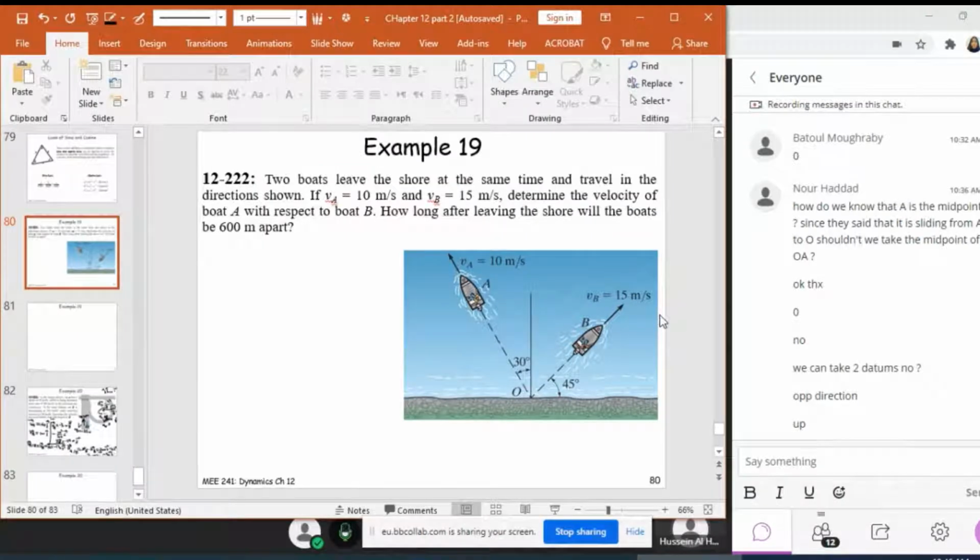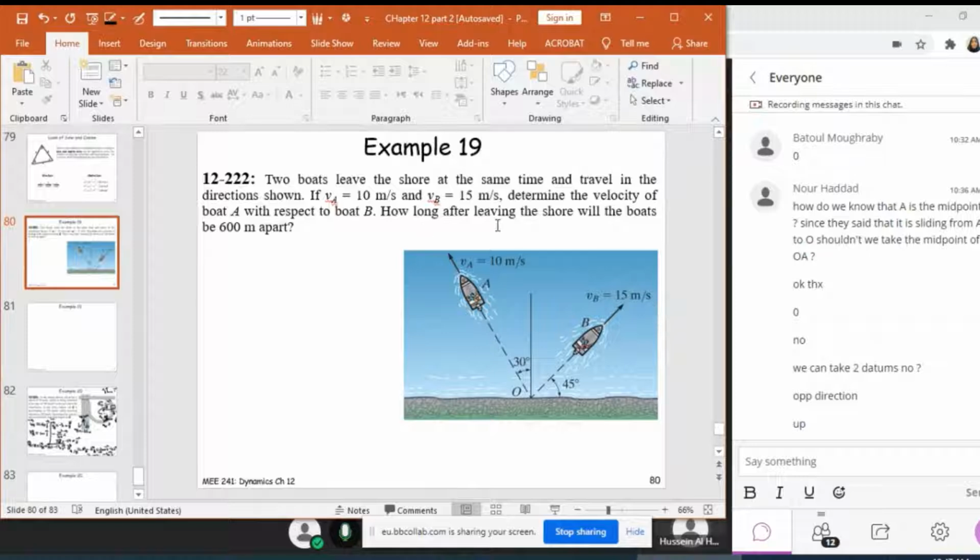Solve this problem using two methods. Okay, so here, guys, I have a relative motion. I have two boats that are leaving the shore at the same time, and they are traveling in the direction shown. VA is equal to 10 meters per second, VB is equal to 15 meters per second, and I need to determine the velocity of boat A with respect to boat B, and how long after they're leaving the shore the boats are 600 apart.